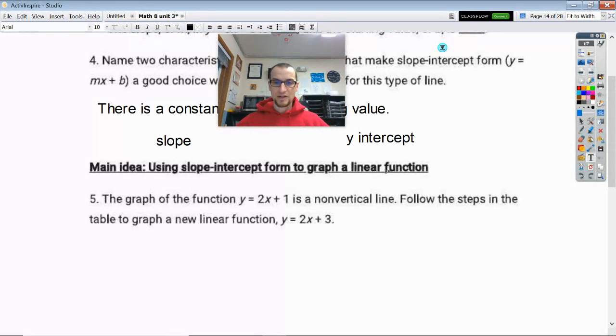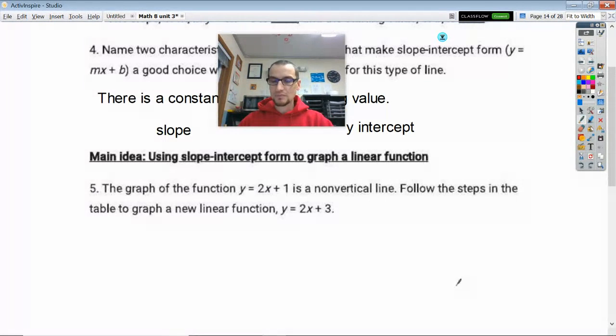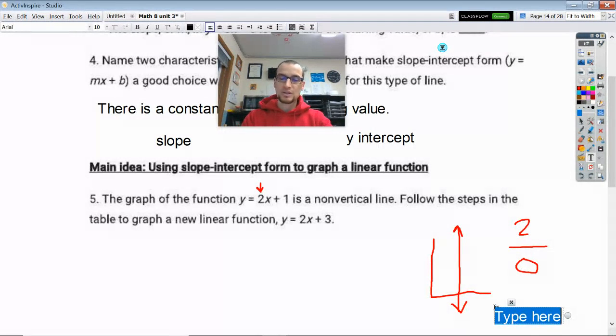Using slope-intercept form to graph a linear function, the graph of the function y equals 2x plus 1 is a non-vertical line. This is a vertical line. So this is a non-vertical line because it has a value for slope. Remember, this would be like 2 over 0, and that's undefined. A vertical line is undefined because there is no x movement.